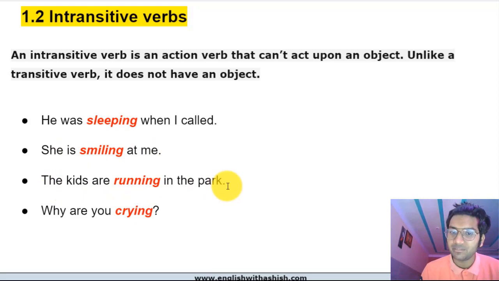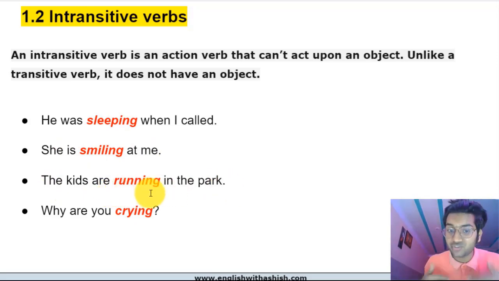The kids are running in the park. Kids are running what? Can you run something? You just run, right? You run on a field. You can run over somebody, but you cannot run somebody or something, right? So again, intransitive verb. But run has two meanings. Run as a verb has two meanings. The first, run, the action of running, is an intransitive verb. The second one, run, means to operate, to conduct. That is a transitive verb.